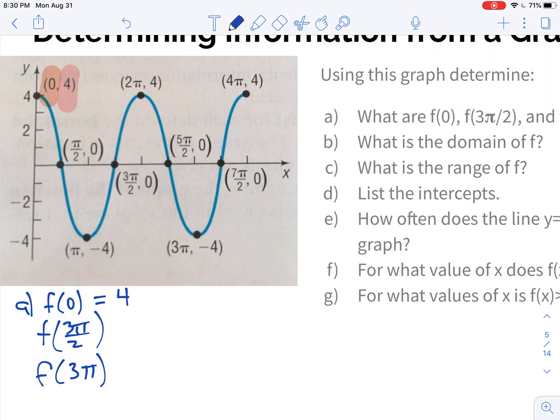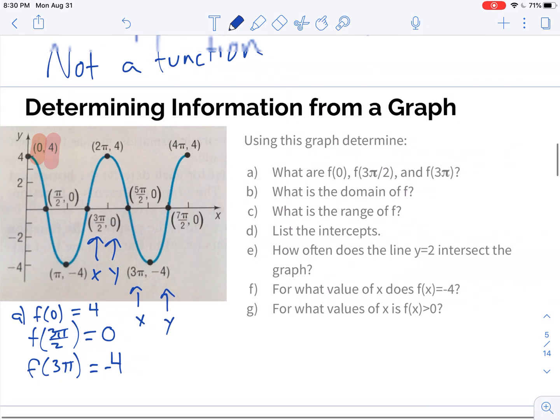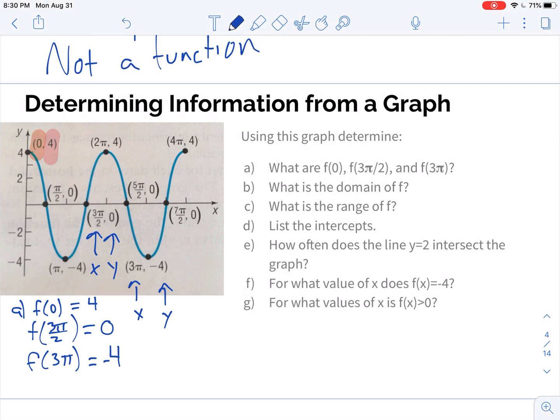Just like I can see when x is 3 pi over 2, my y value is 0. So that means f of 3 pi over 2 is 0. For f of 3 pi, again, I can see when my x is 3 pi, and I can see what that makes my y value. So that means f of 3 pi is negative 4. All right. That's kind of the easy one. You're just looking at your xy pairs and seeing how they match up.